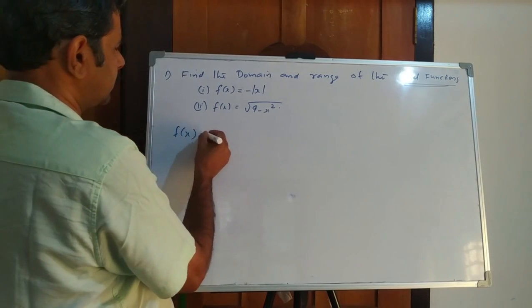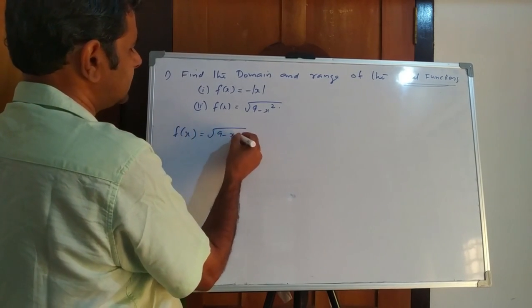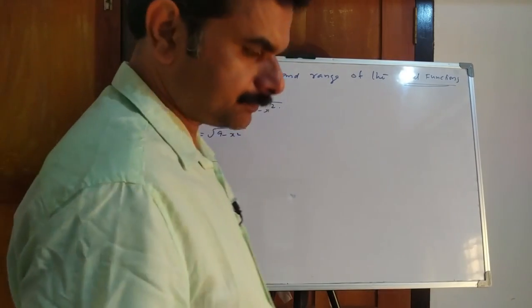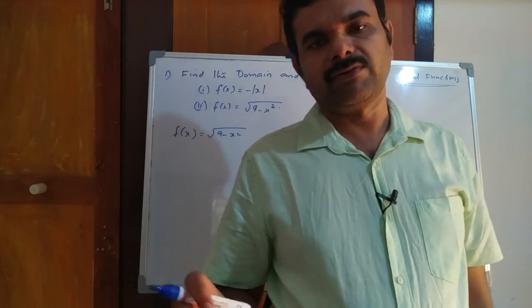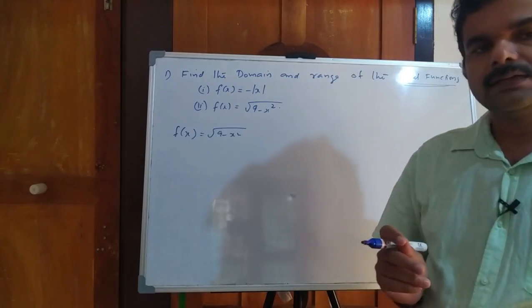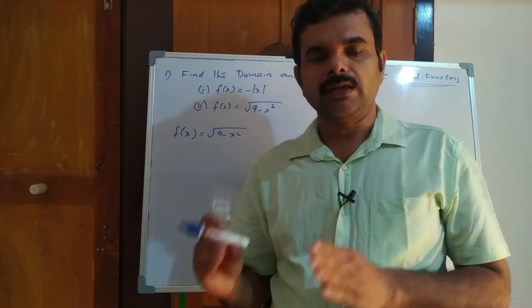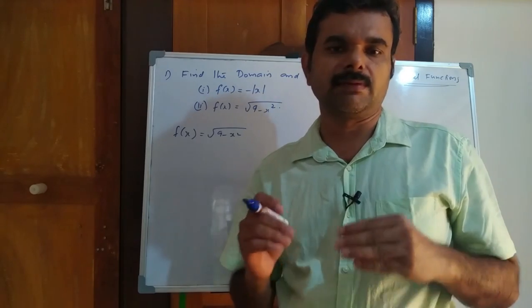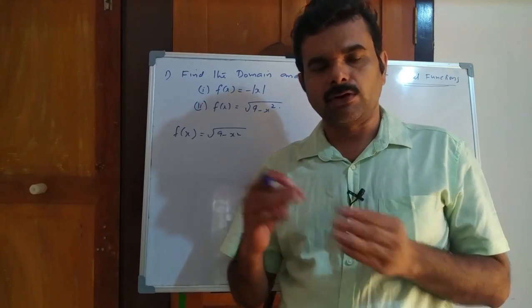f(x) is equal to the root of 9 minus x square. So you have to check both x and y values for this function, and the answer must be only real numbers. Real numbers means you know real numbers. What are non-real numbers?